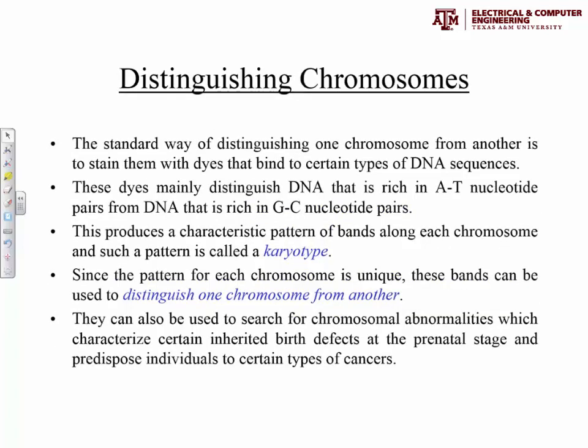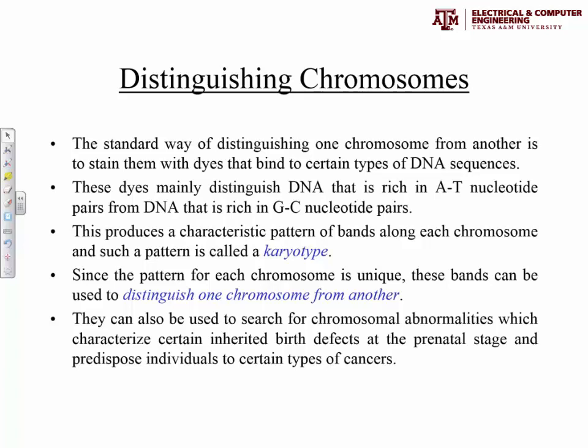Now, the standard way of distinguishing one chromosome from another is to stain them with dyes that bind to certain types of DNA sequences. These dyes mainly distinguish between DNA that is rich in AT nucleotide pairs from DNA that is rich in GC nucleotide pairs. So you'll have a pattern along each chromosome, and it's usually quite distinct. This produces a characteristic pattern of bands along each chromosome, and such a pattern is called a karyotype. Since the pattern for each chromosome is unique, these bands can be used to distinguish one chromosome from another.